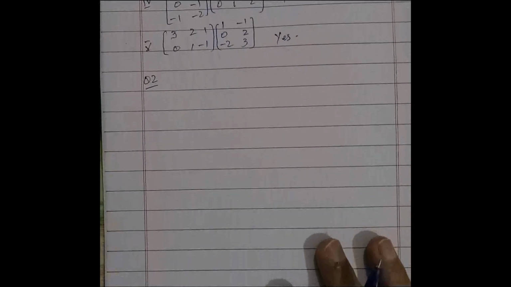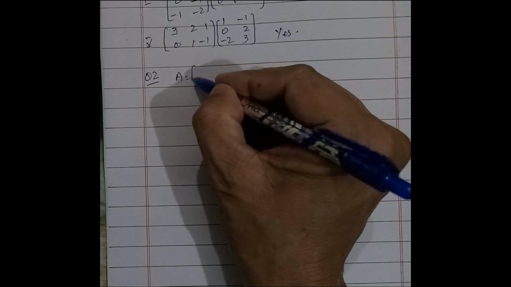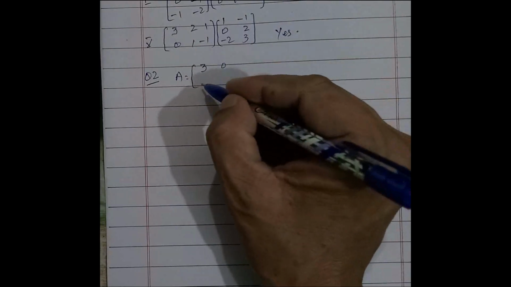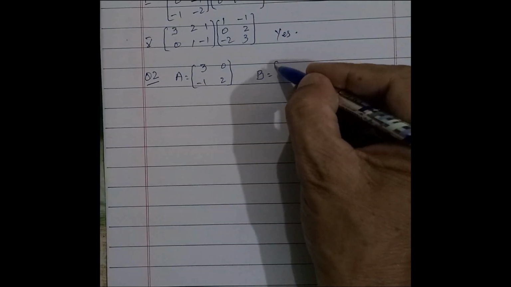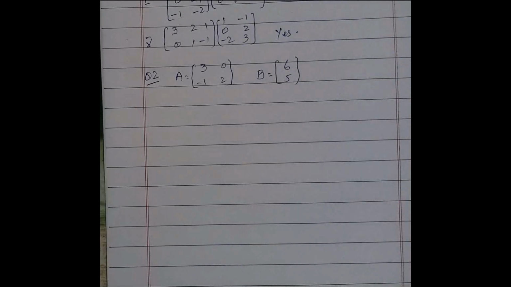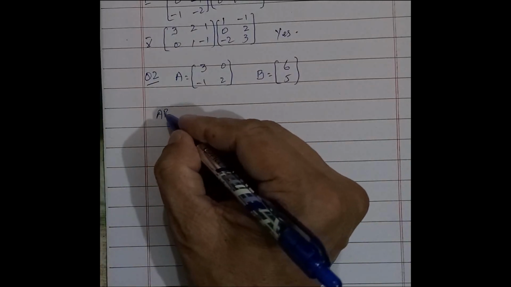Let us discuss question 2, in which we have a matrix A: 3 0 minus 1 and 2, and the B matrix is 6 and 5. Here there are two parts. The first is to find the value of AB. Now we find the value of AB.